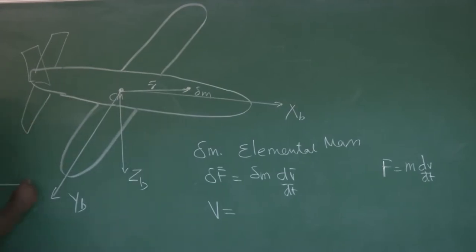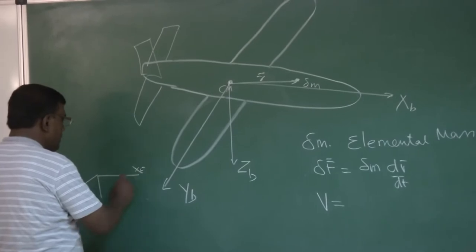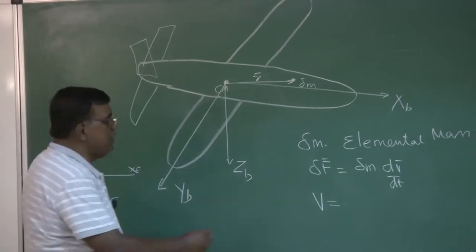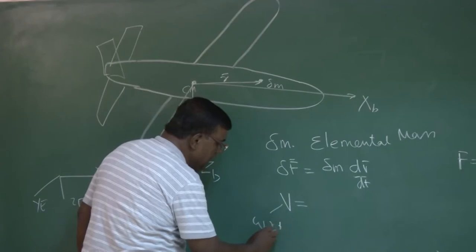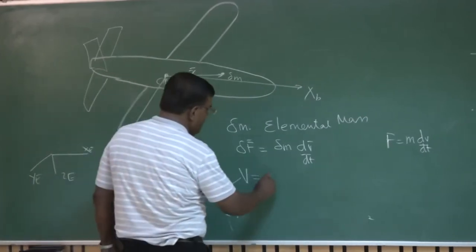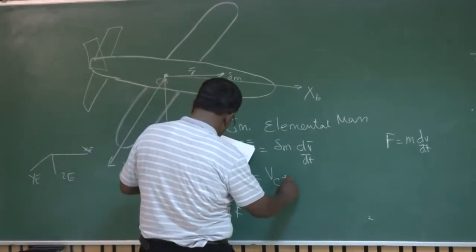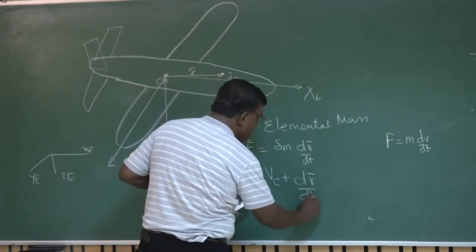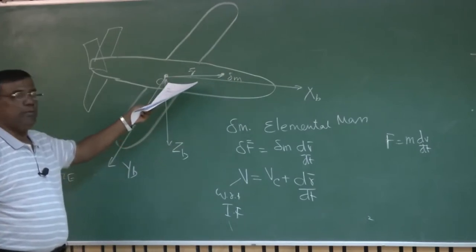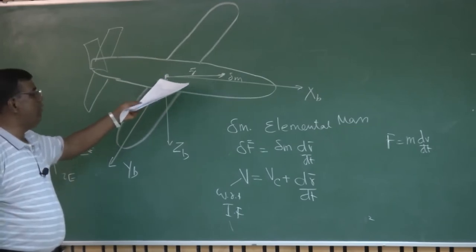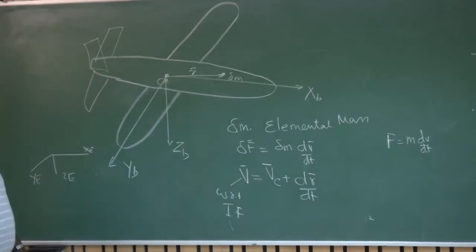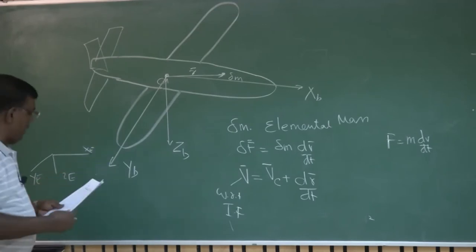So somewhere this inertial frame is here, XE, ZE, YE. This V is measured with respect to inertial frame because we are writing Newton's laws of motion. I can represent it like Vc plus dr by dt, no objection. R is this. So what is the rate of change of R with respect to center of mass, and what is the velocity of center of mass with respect to inertial frame? If I vectorially add it, then I can represent it like this. Okay? No issues?